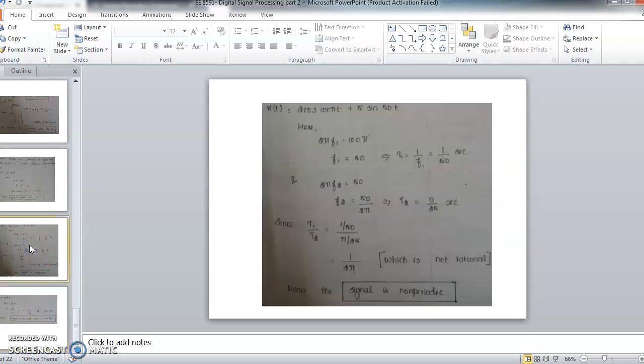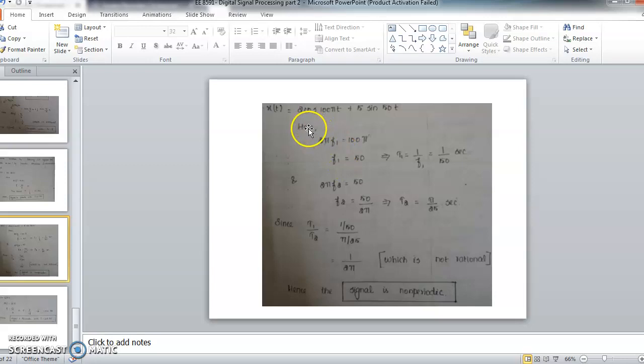So let me explain one example. It is considered 2 cos 100 pi t plus 5 sin 50 t. See how to check whether the signal is periodic or not. What is the condition for periodicity? x of n is equal to x of n plus N, otherwise x of t is equal to x of t plus capital T.